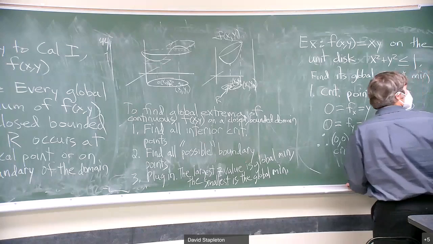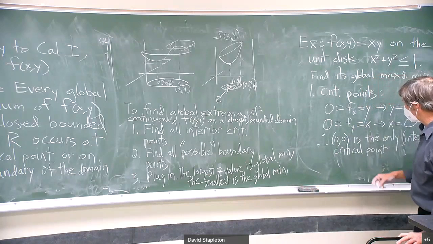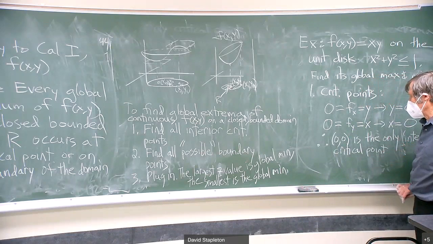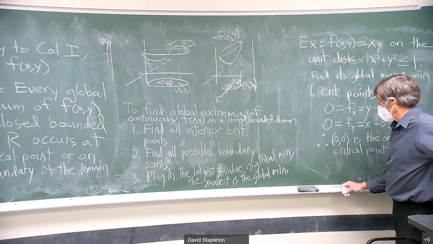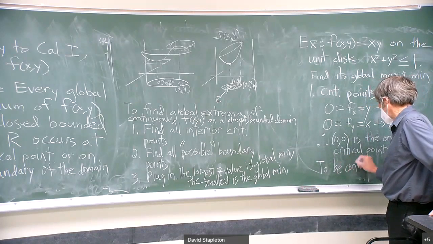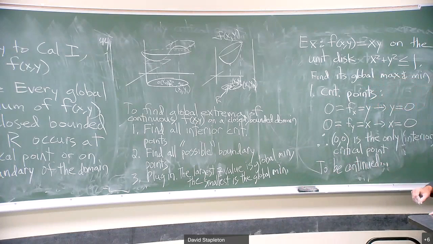Now I need to find the boundary points. And then I'll just plug in the candidates from the boundary, plug in (0, 0), and whatever's the largest value will be the max, and whatever is the smallest will be the minimum. To be continued next time. I'll make you all show up just like the TV programs. Really, next time.